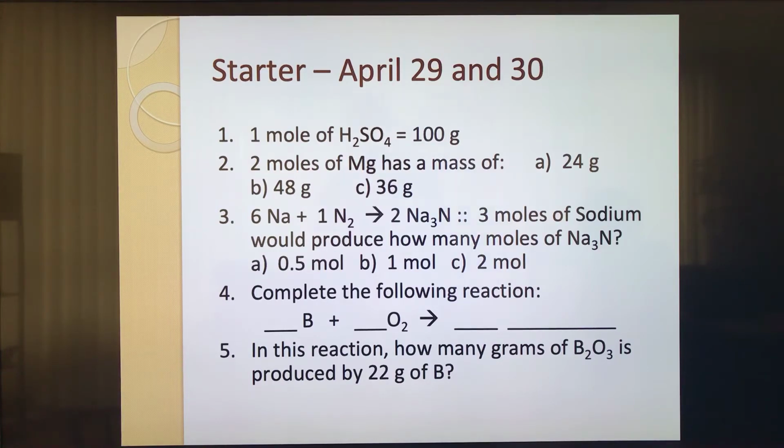In number 3, I give you a balanced reaction. 6 moles of sodium plus 1 mole of nitrogen yields 2 moles of sodium nitride. If I only use 3 moles of sodium, how many moles of sodium nitride are produced? Number 4, I'm giving you boron and oxygen, and I want you to complete the reaction. And number 5, using that reaction, if I started with 22 grams of boron, how many grams of boron oxide do I actually produce?